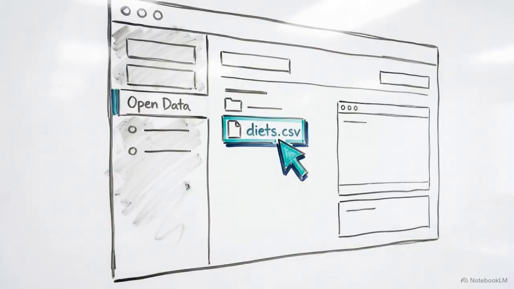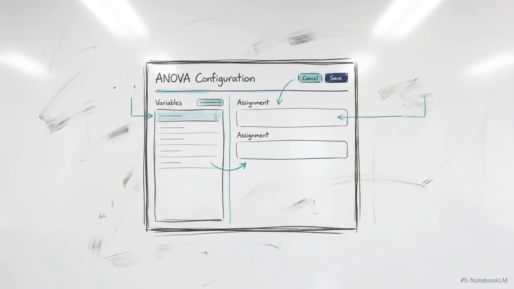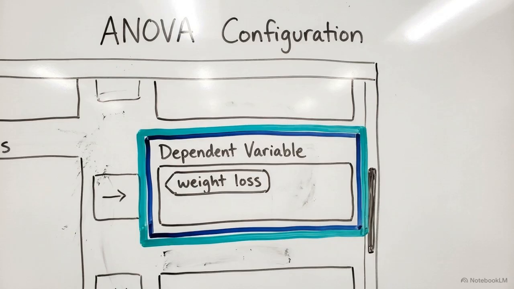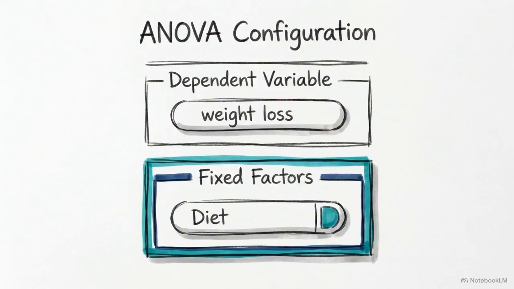Start by loading the diets.csv dataset into JASP. Then navigate and select the ANOVA module. In the configuration window, you must map your variables correctly. Your continuous measurement, weight loss, goes into the dependent variable box. Your categorical grouping variable, diet, goes into the fixed factors box.